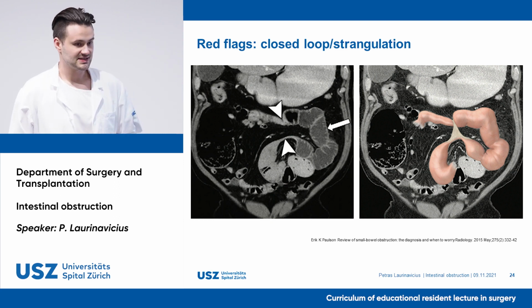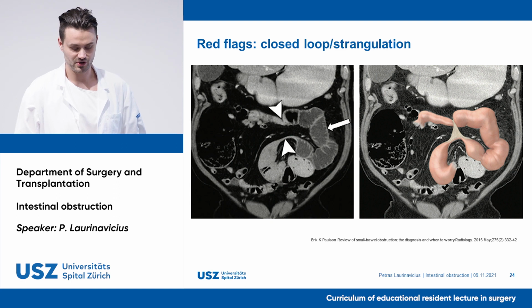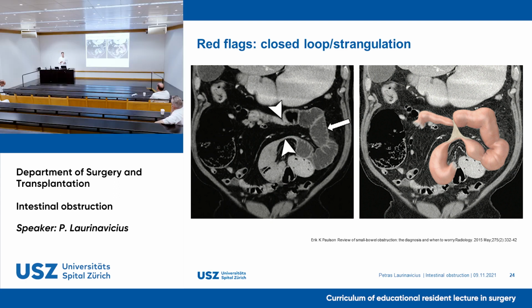In this image, we can see dilated jejunum, which is marked with an arrow, with narrowings both proximally and distally, which are marked with arrowheads. You can note that the proximal bowel is dilated and filled with contrast material. And it is worth mentioning that the closed loop has a high risk of ischemia and intestinal necrosis.